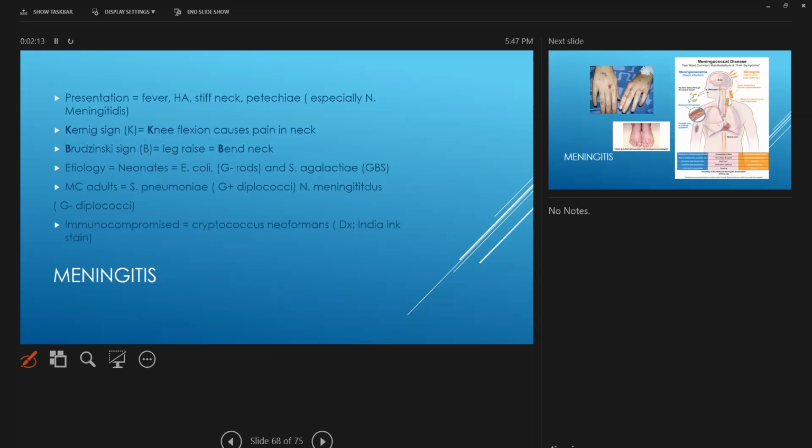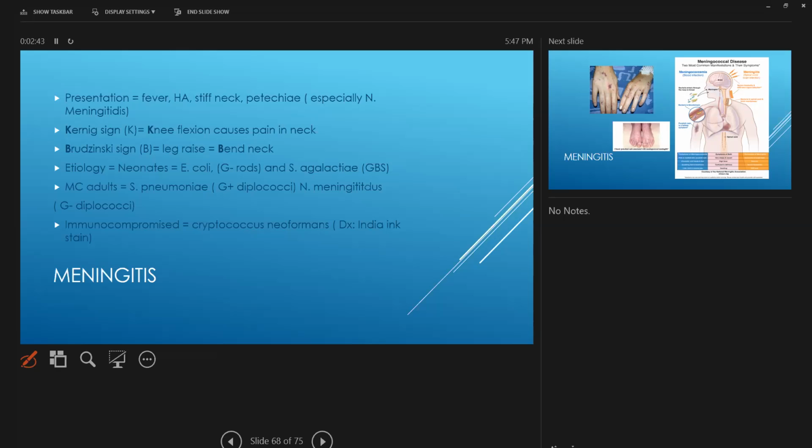So the presentation is going to be, you know, these people are sick as stink, right? They're going to be super sick. They're going to have a fever. They're going to have a headache. They're going to have a stiff neck. They're going to have abnormal bleeding or bruising. And the inflammation of the meninges is going to cause pain, right? And so anytime we put pressure on that meningeal cavity, we're going to cause discomfort.